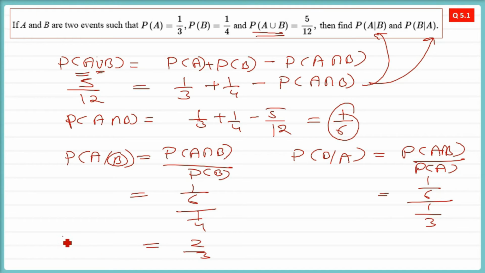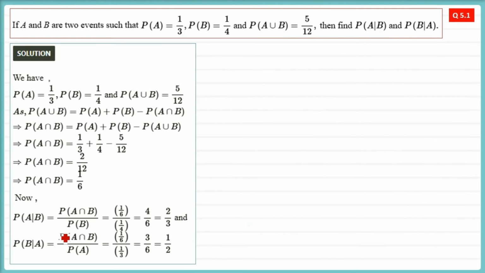So 2 by 3 which is P(A|B). When B has already happened or the probability of B is already known, the probability of A, and vice versa in this case, which is going to be 1 by 2 because 3 by 6 is 1 by 2. Now how it is going to be done is in front of you. All the values have to be written first, use the formula, and then the normal formula for P(A|B), P(B|A).